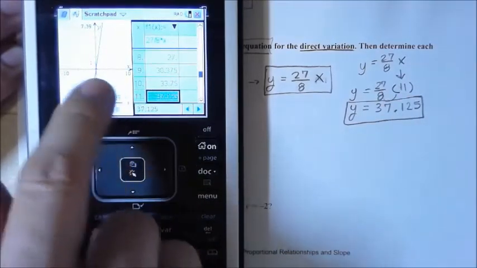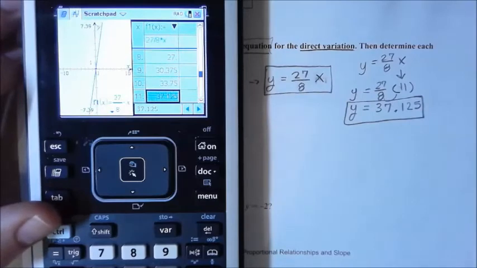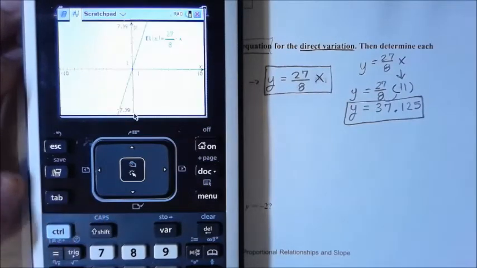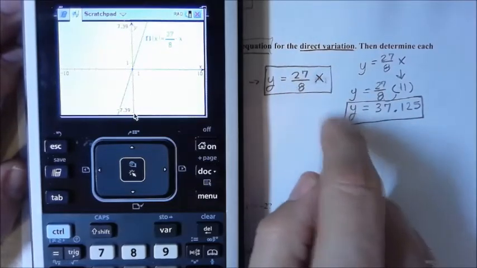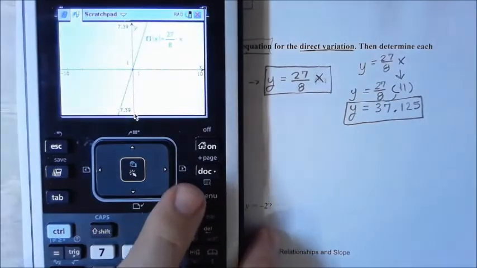So this way, graphing it and looking at your table is just a shortcut to get to the answer, and we're going to work more on that as we go through these types of questions through the week. But for now, you know how to do it manually. That's very important. And then we can practice doing it electronically a little bit later in class.